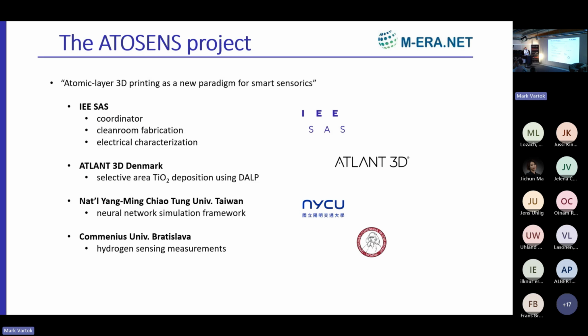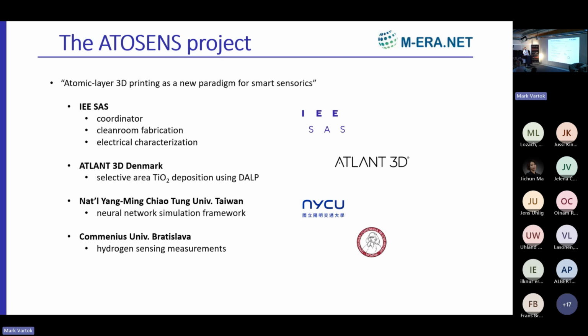This is something we are exploiting in the project we have with ATLANT, funded by Emeranet. This is a 3-year project, and now we are in the 3rd year. We are the coordinator, responsible for device fabrication and characterization. We have a sister university for the hydrogen measurements, also in Bratislava, ATLANT, and National Yang Ming Chiao Tong University from Taiwan, who are experts in neural network design.